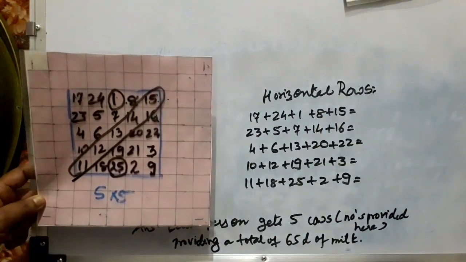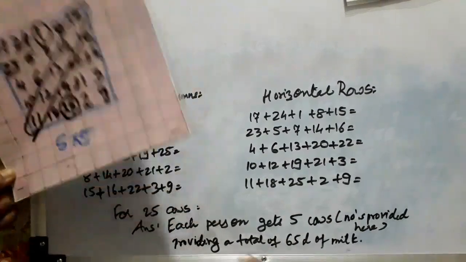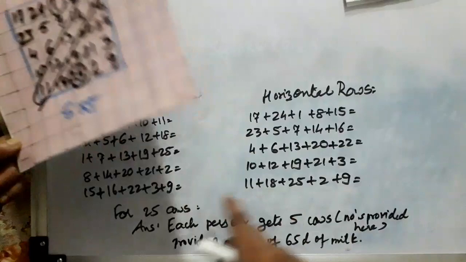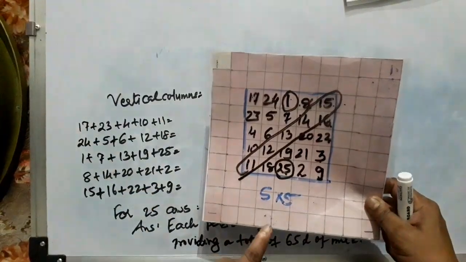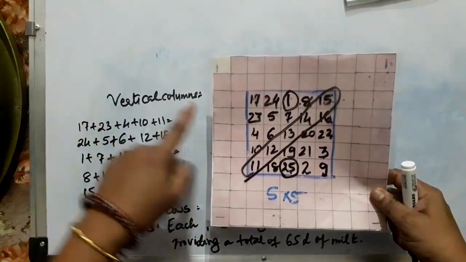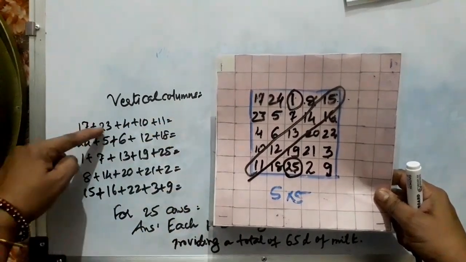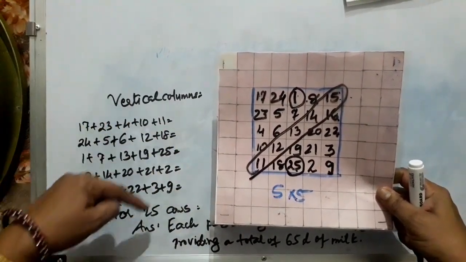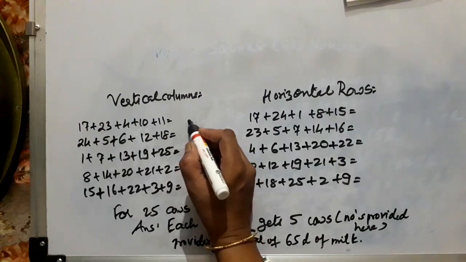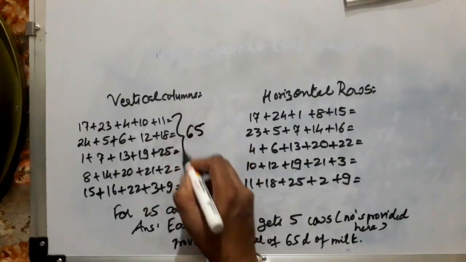Now let us see the sum of the vertical columns as well as horizontal rows. So the numbers in 5 by 5 magic squares, in vertical columns you have these numbers 17, 23, 4, 10 and 11 and so on, and add them up. So here you get 65 in each case.